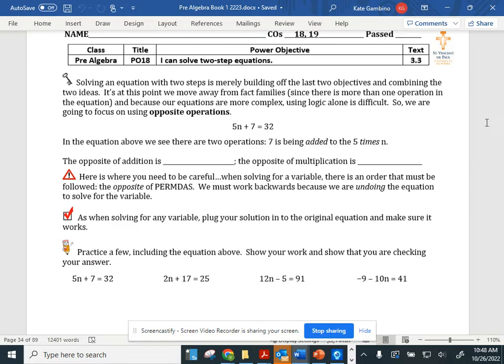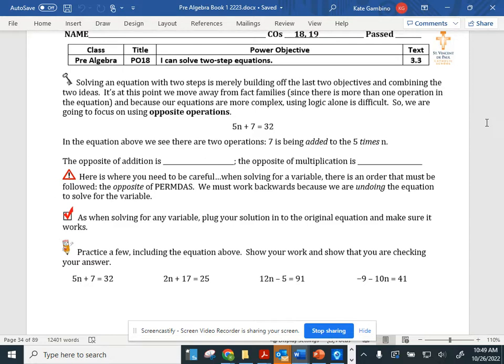It's at this point we move away from the fact family since there's more than one operation in the equation. We can't do a fact family when we have multiple operations. And because our equations are more complex, using logic alone is difficult. So we are going to focus on using opposite operations. And I told us about that on a previous objective, that that's the one we're going to be focusing on when we get to more complicated equations.